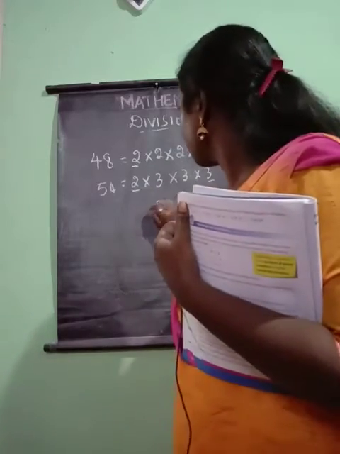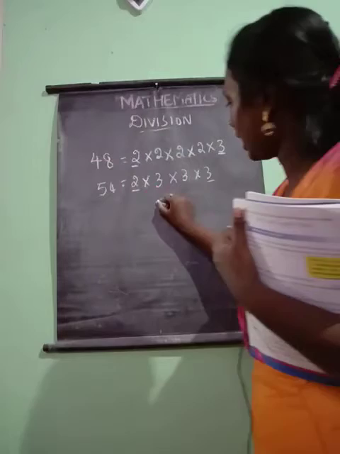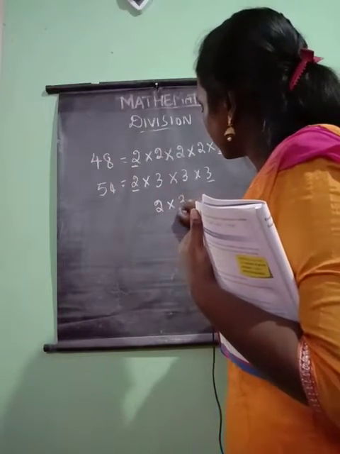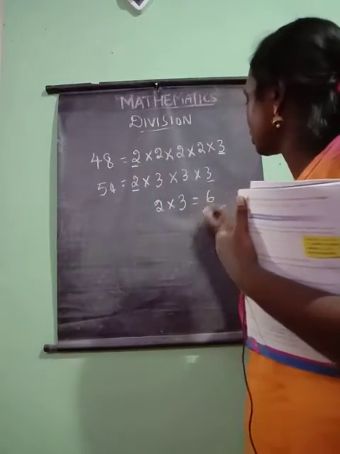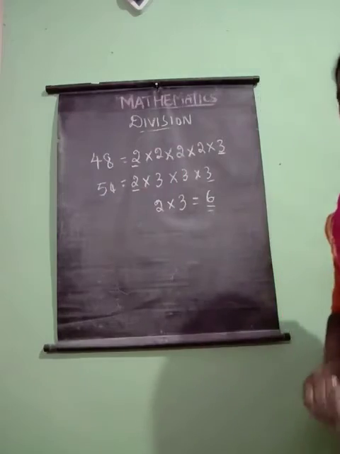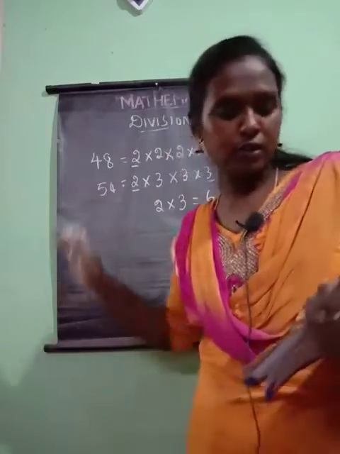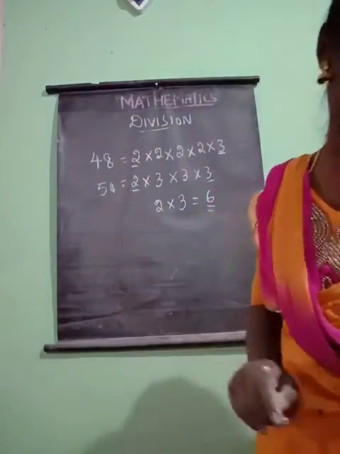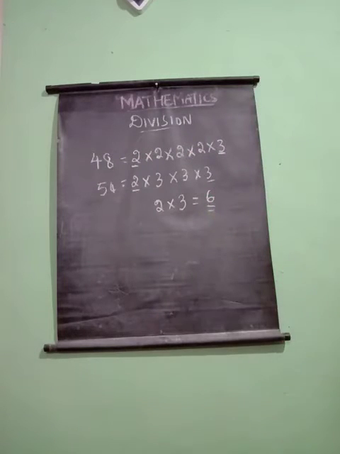So we have 2 into 3, 6. So here 6 is the HCF of 48 and 54. Have you understood?